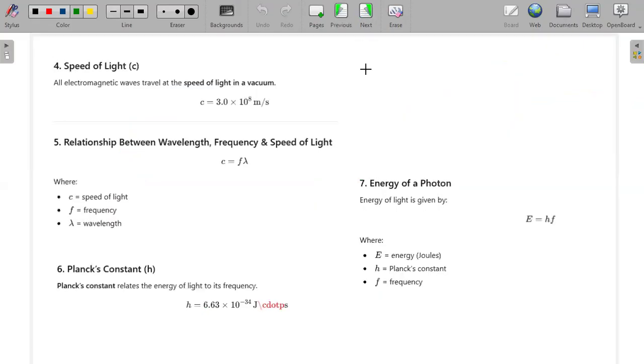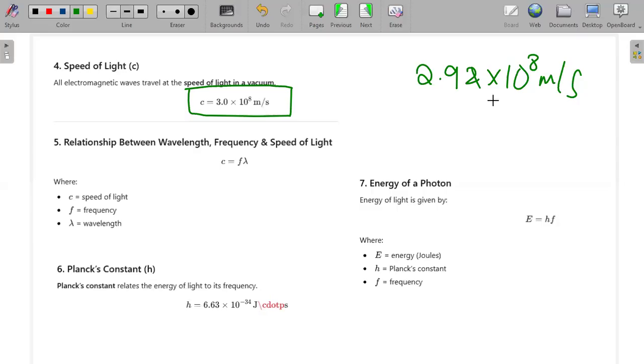All right, and then the other thing that we need to talk about is the speed of light. All the electromagnetic waves travel at the speed of light in a vacuum. And the speed of light has the constant value of 3.0 times 10 to the power 8 meters per second. Some textbooks will have 2.98 times 10 to the power 8 meters per second. But for us, in all our calculations, we're going to be taking the speed of light as 3.0 times 10 to the power 8 meters per second.